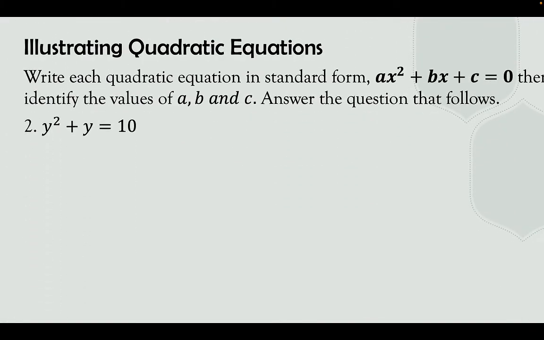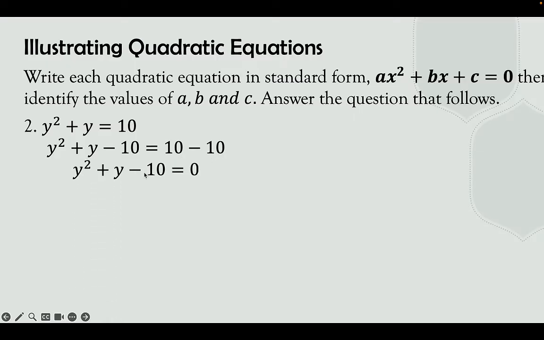Next slide, we have y squared plus y equals 10. Again, we need to rewrite this into the standard form of a quadratic equation. We subtract 10 from both sides: y squared plus y minus 10 equals 10 minus 10. So we have y squared plus y minus 10 equals 0. Now we can identify the value of a as 1, the value of b as 1, and the value of c as negative 10.